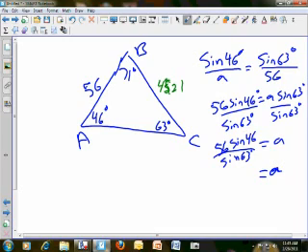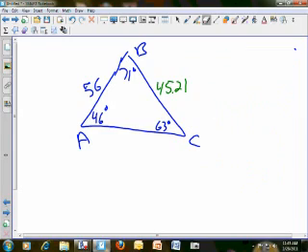But I want to solve the whole triangle. So what do I have to find yet? B. This is side B across from side A, angle B. So now I'm going to come back here. Okay. So I want to find B.